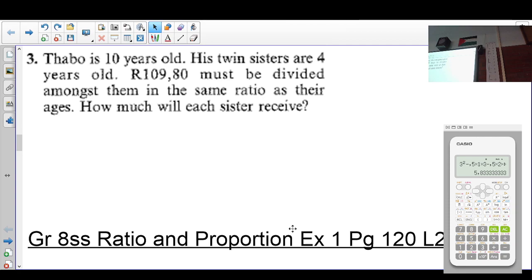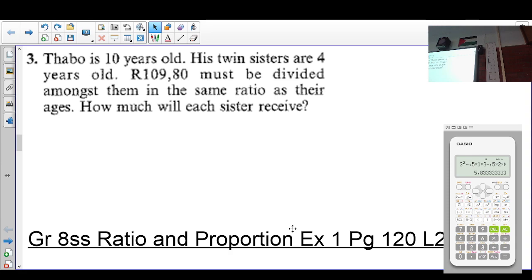Here we are told that Thabo is 10 years old. Okay? His twin sisters are 4 years old. So how many people are we talking about here? 3, no?